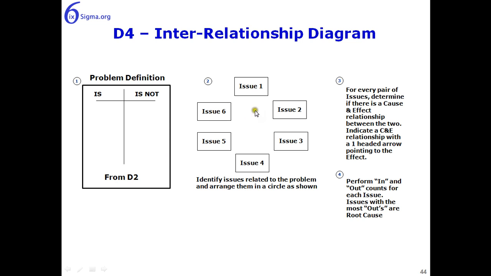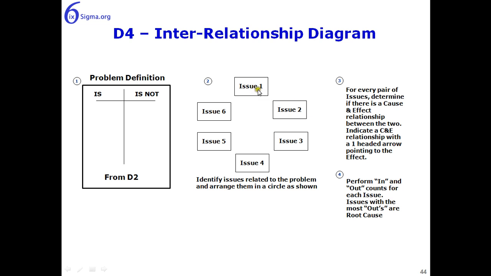And I'm going to take each issue and I'm going to put them in perhaps a little box here and put them in a circle of some kind. Okay, so where I start and where I stop is not important. The order here is not important. What is important is I get all of the issues in a circle. All right? And then what I'm going to do is pair up each one. So I'm going to look at issue 1 and issue 2, and I'll ask myself, is there a cause and effect relationship between the two? And if there is a relationship, a cause and effect relationship, I'm going to draw a one-headed arrow that's pointing to the effect.